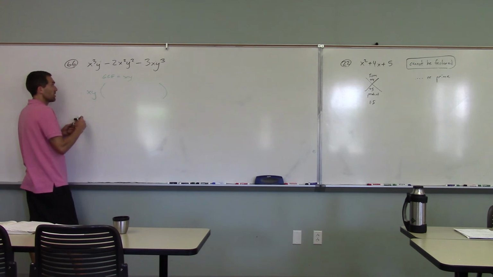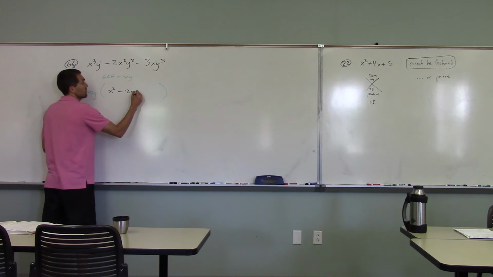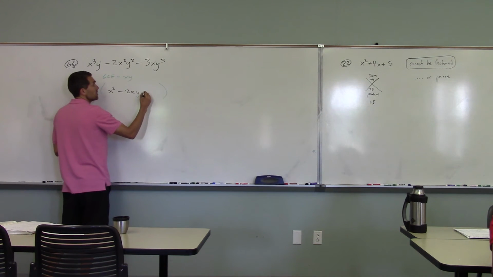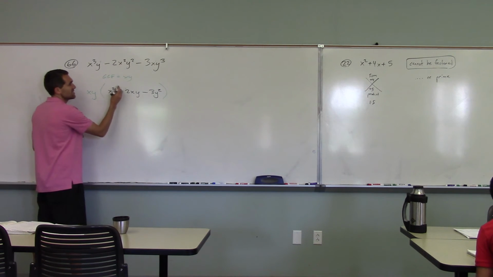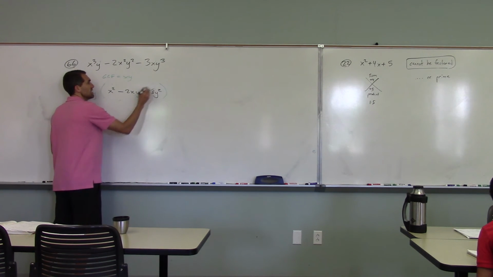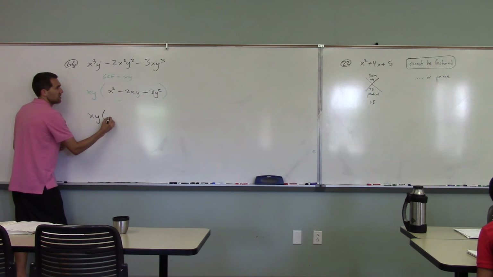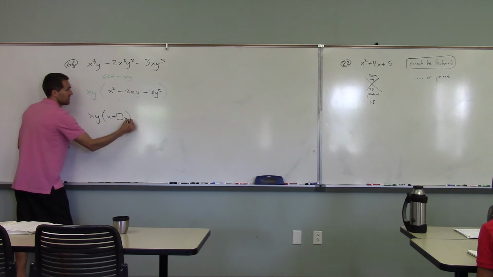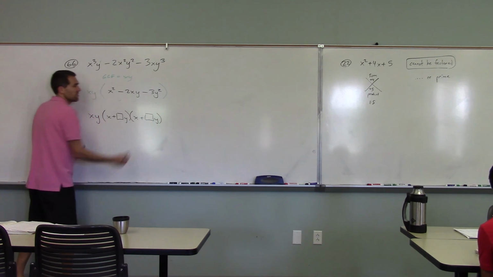What do we get left over? X squared minus 2xy. Yeah? Not just 2x. Minus 3y squared. There we go. And so, oh, I see my x's decreasing. I see my y's increasing. So my general form of my answer is going to be x plus something y. Exactly.